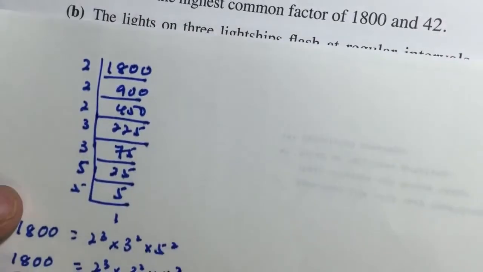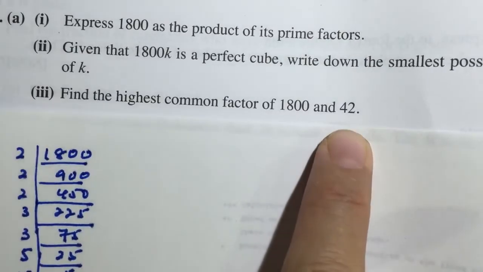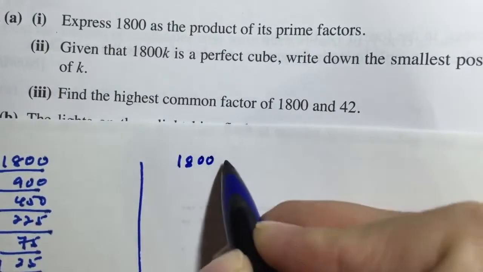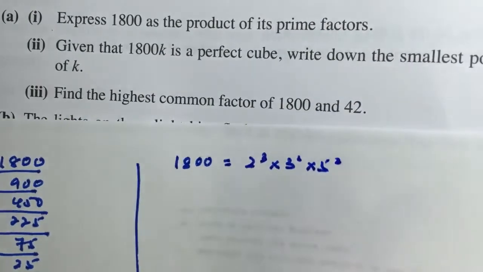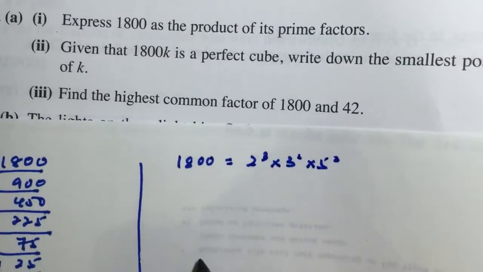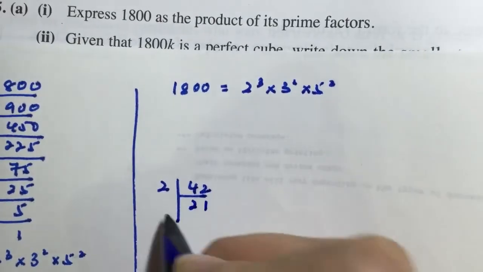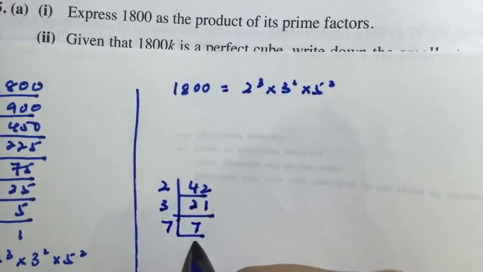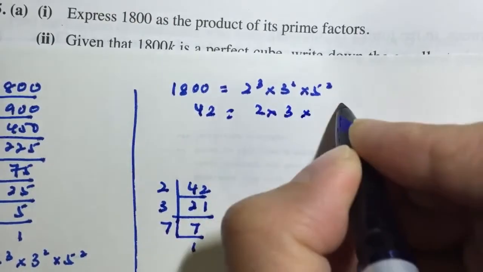Okay, the next question they want you to find is the highest common factor of 1800 and 42. Now, we are going to borrow the answer from earlier on. 1800 is the same as 2 cubed times 3 squared times 5 squared. Now, we have to put 42 in the form of factors as well. So we can do it again using the ladder method. 42 divided by 2 is 21. The next number we use for the factor will be 3. And we use 7 and we get 1. So 42 is the same as 2 times 3 times 7.